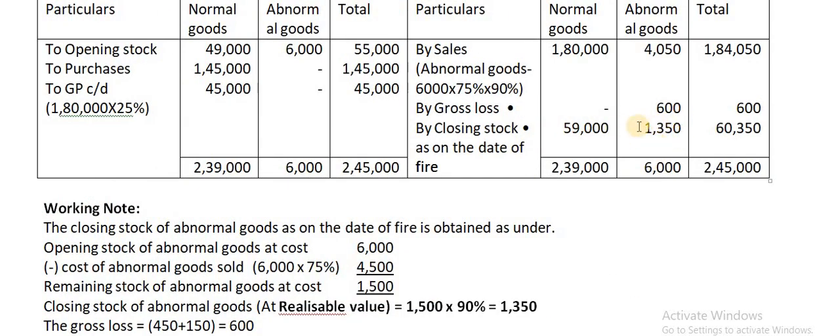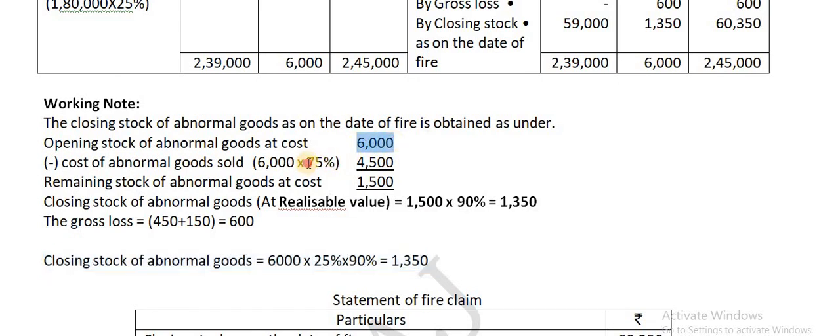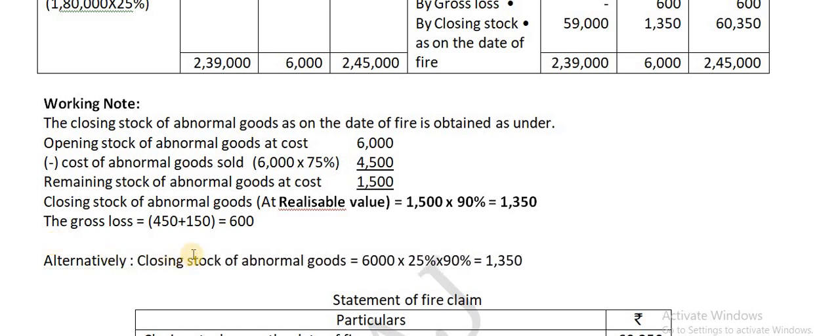What is this? How you are getting 1,350. Now out of 6,000, 75% has been sold. How much is still remaining? 25% is there. Okay, so 6,000 into 25% into 90%, that is giving 1,350. Okay, so this is the alternative. So alternatively, this is how you can calculate the closing stock of abnormal goods, this is the difference. Don't get confused again about where you got 25% from, because 75% is sold, so the remaining is 25%. Now at what value do they value the 25%? They value it at 90%. Understood? That is how you are getting 1,350, right?